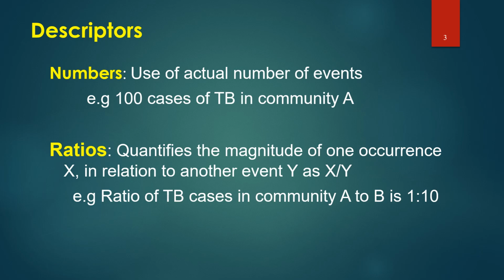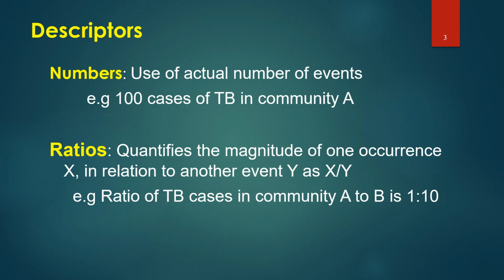Numbers, we use the actual number of events. For example, there are 100 cases of tuberculosis in community A. Very simply. The other quantifier is ratios.